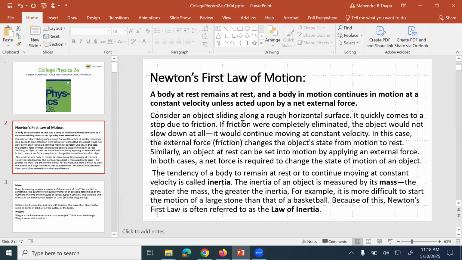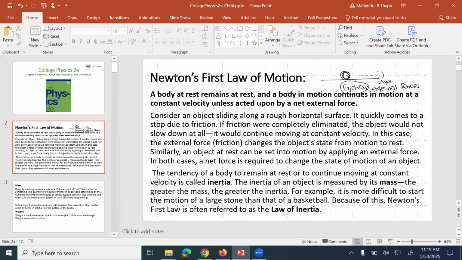Consider a ball rolling along a rough surface. Say this is a ball rolling on the rough surface. It will stop after some time. So it will stop here because there is an external force here. This is friction. Friction here is the external force that makes it stop. Okay.